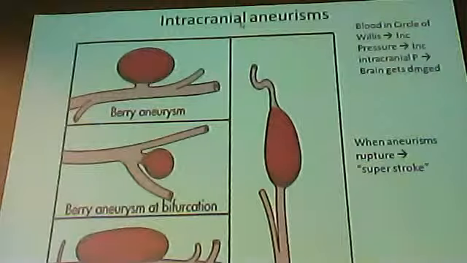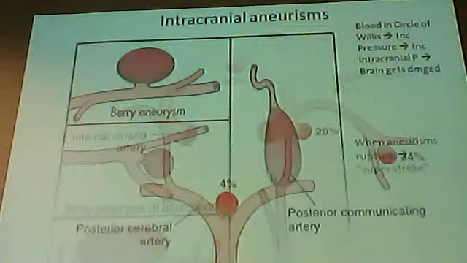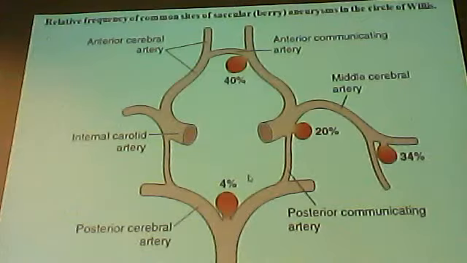Intracranial aneurysms. If you have a blood clot in the circle of Willis, you increase pressure, and that pressure can damage the brain. And when aneurysms rupture, it's like a super stroke. So a lot of blood and a lot of bad things. So this circle of Willis is very important.